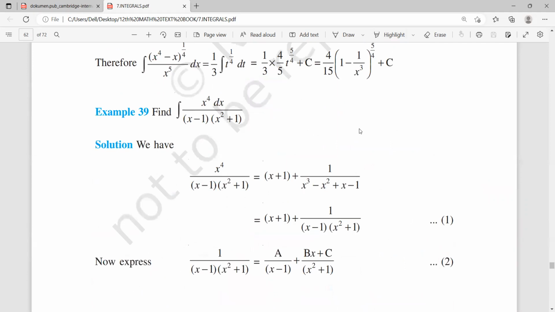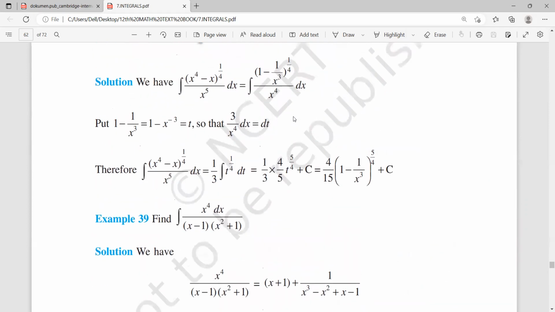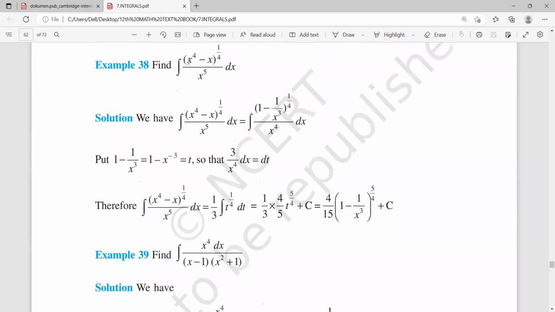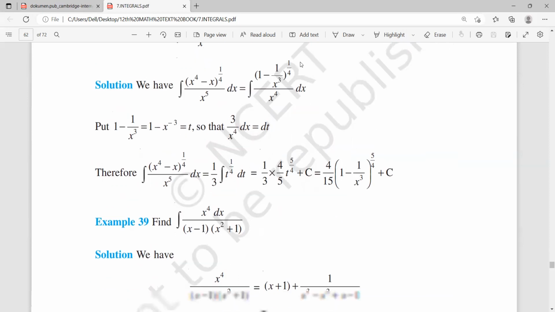Miscellaneous is a very, very important part. So first question: many times we discuss that we have to take x power 4 out, then it becomes x. Like this, x power 4 if you take out, this becomes x, and x by x power 5 is x power 4, and this is 1 minus x, and 1 by x cube. If you take the numerator as t, 1 by x power 4 becomes dt. 1 by x cube is t, then minus 3 by x power 4 dx is dt. That is the reason.